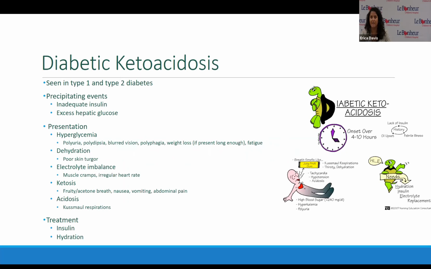With diabetic ketoacidosis, this is seen in type 1 and type 2 diabetes. We do generally see it more often in type 1, but it can be seen in type 2. The big precipitating events for DKA are going to be inadequate insulin or excess hepatic glucose, or a combination of the two. Inadequate insulin might be related to the non-adherence of the patient to taking their insulin when they are supposed to.